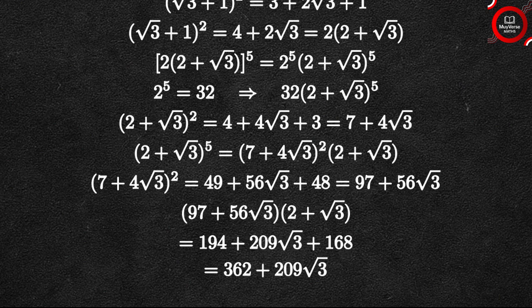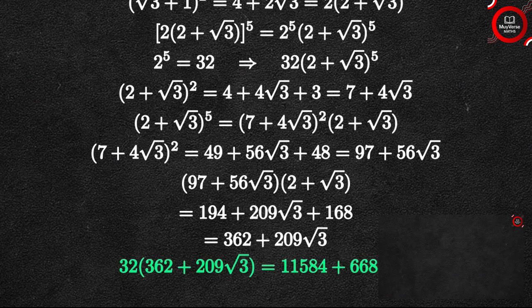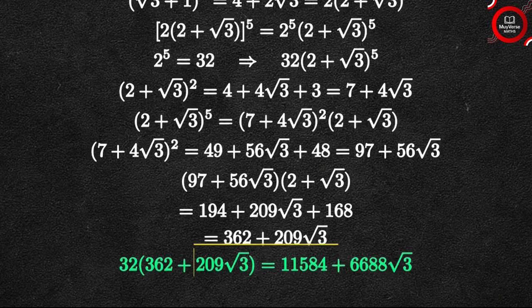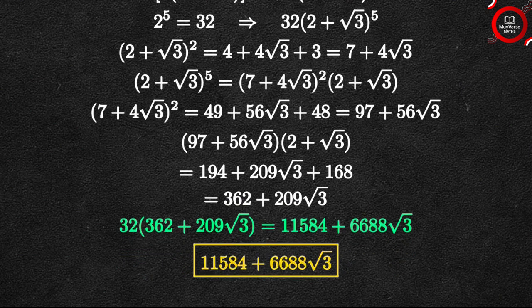Finally, multiply by 32. 32 times 362 equals 11,584. And 32 times 209 equals 6,688. So the simplified exact value is 11,584 + 6,688√3.